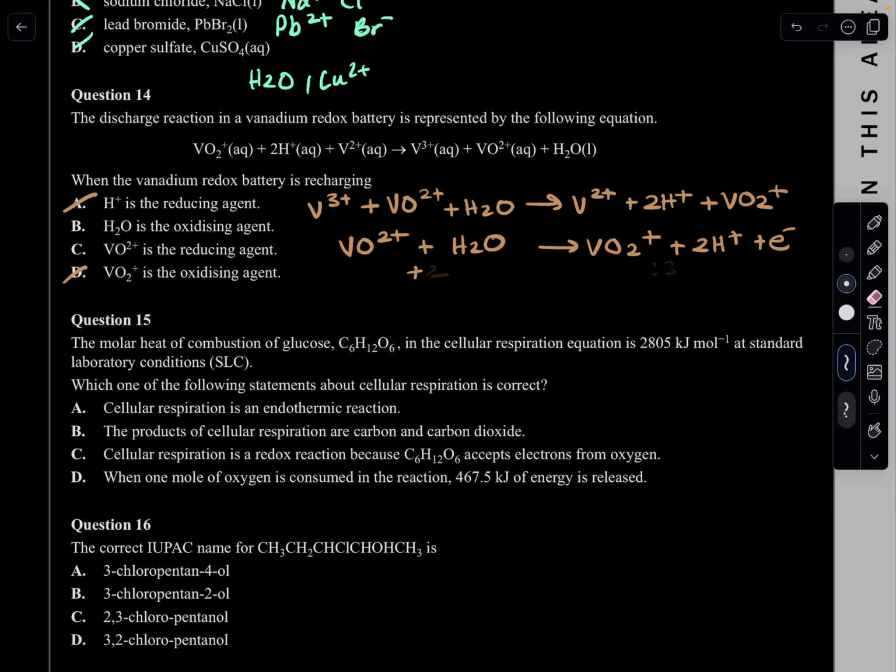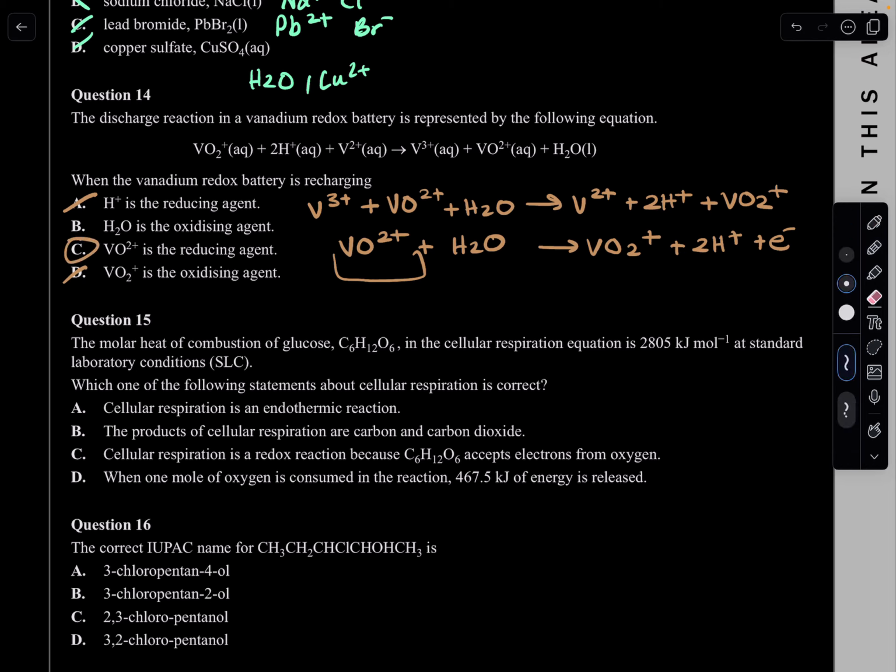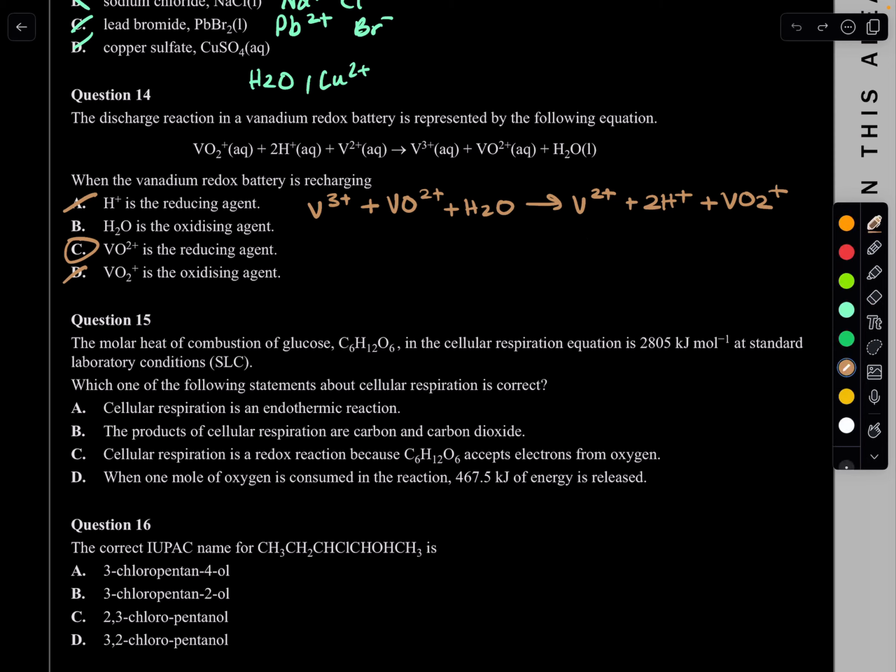So overall, we got an actual equation. Your VO2+ is oxidizing, hence it is our reducing agent. So this one is our reducing agent, which looks like it's C. Beautiful. Now, let's check the other one. Of course, it's not going to be H2O, because it was part of the other equation. What about this one? If this is our reducing agent, this has to be our oxidizing agent.